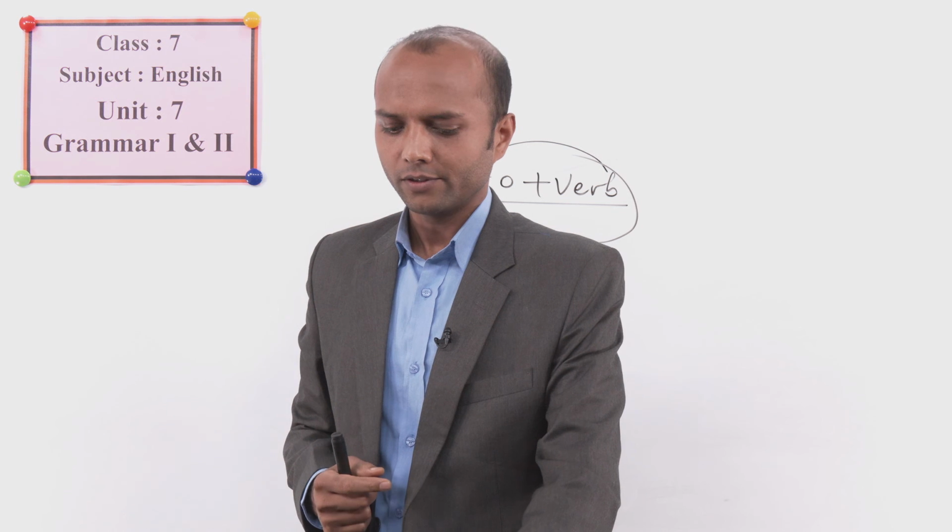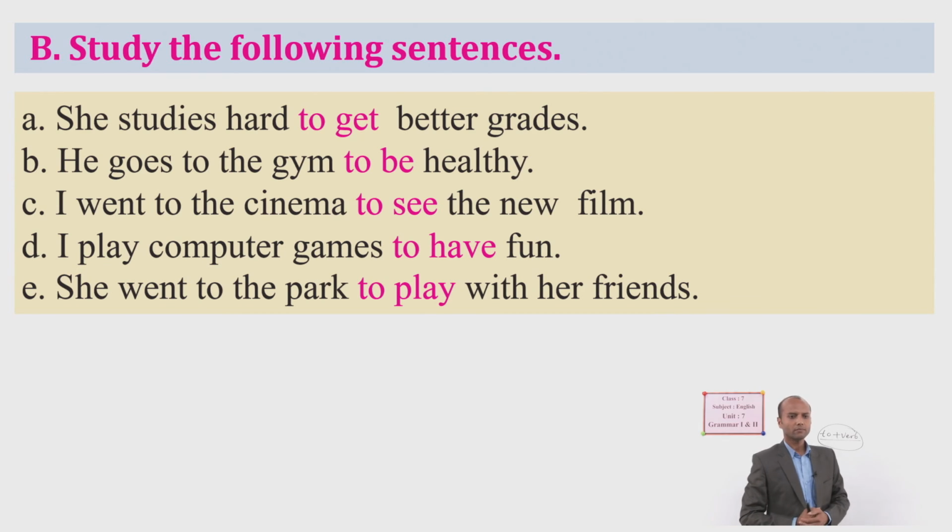Let's see other examples. Under B in your textbook, it says study the following sentences. And look, some things are highlighted in these examples. You see them? Okay, very good. So in each sentence, as we have just practiced, the to plus verb forms are highlighted, they are colored. Okay, so the first one is she studies hard to get better grades. Remember, to get better grades.